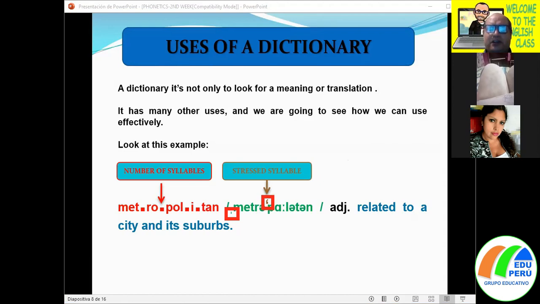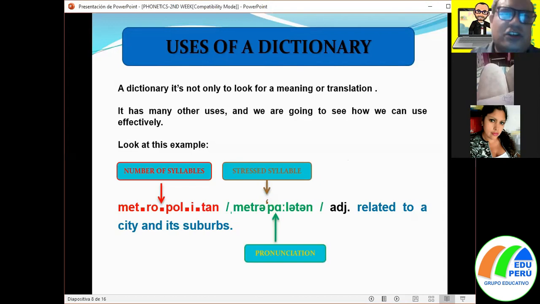Let's continue. The other one is the pronunciation, no? With the symbols. That's the purpose of this module. At the end, you must recognize all the symbols, all the sounds in English, so that you can pronounce any word, just looking up your dictionary. Oh yeah, this is the symbol. Oh, okay, I pronounce it in this way. So notice, you can pronounce any word.